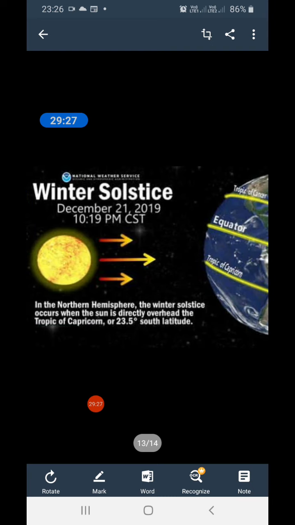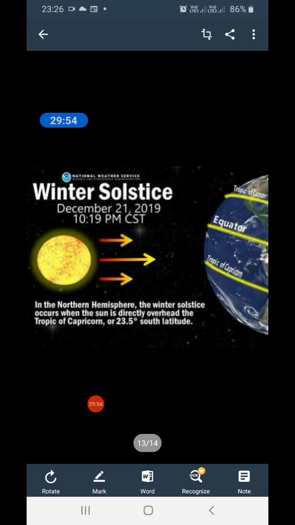Now this is your winter solstice, which occurs on December 21st or December 22nd. You can take any date. Now again, it is due to the movement of the earth around the sun. Now, in this, while the earth is moving around the sun, because of the inclination of the earth's axis, the earth comes in such a position that now the southern hemisphere faces the sun.